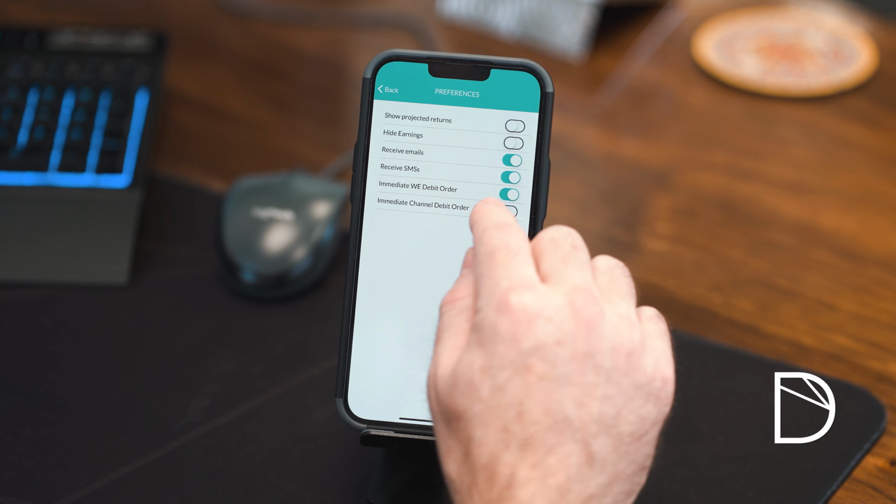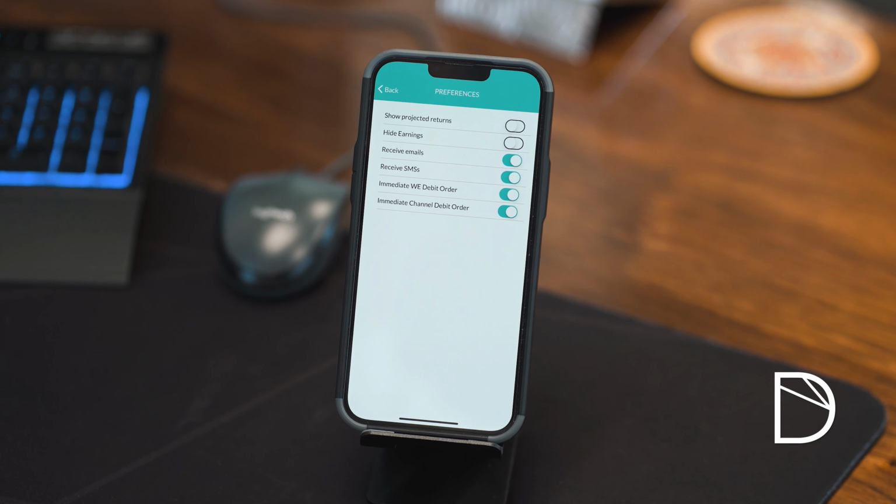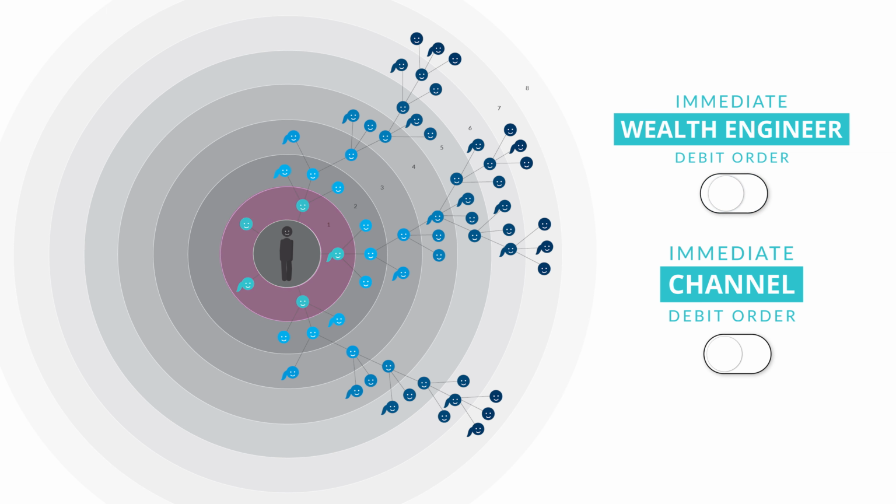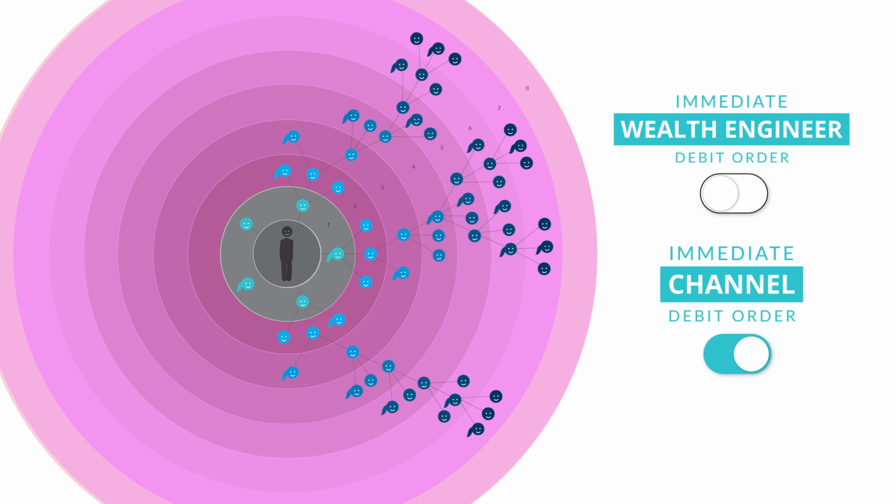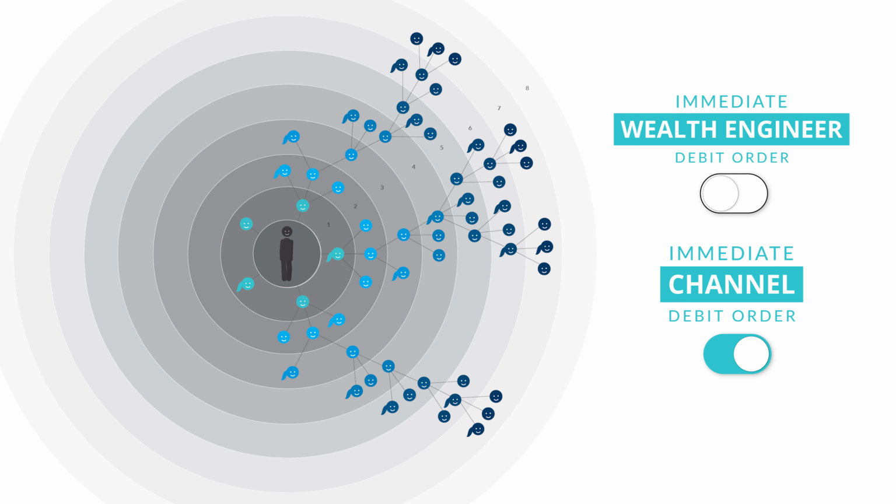Alternatively, you may decide that you wish to have your channel, your second point onwards, set to immediate debit orders, but your first point is people you sign given the choice of debitable dates. Simply toggle the switches in the direction you require, and you can customize your channel throughout.